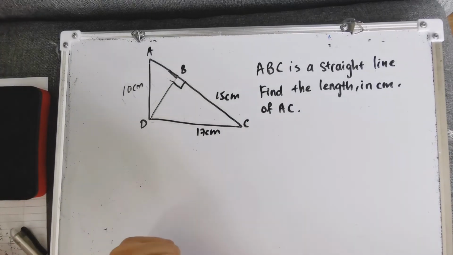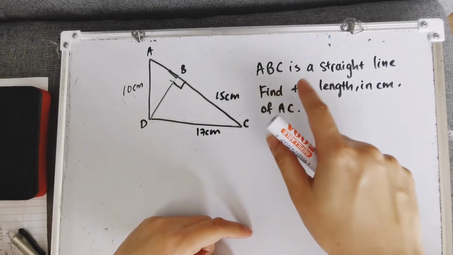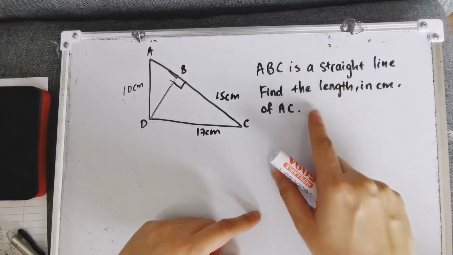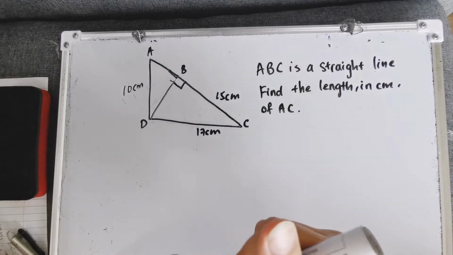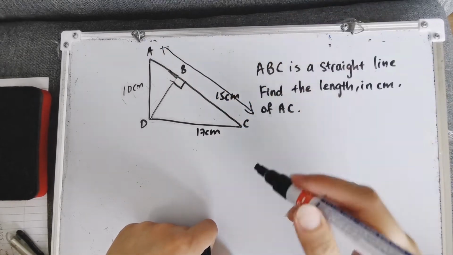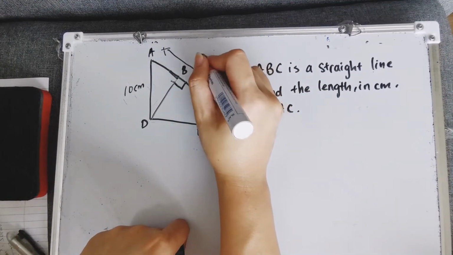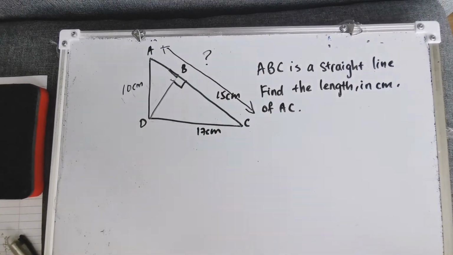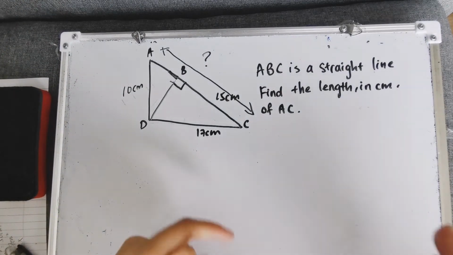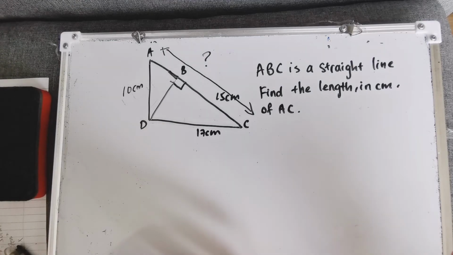So next question: ABC is a straight line. This is a straight line. Find the length in cm of AC. So we have to find from here until here. We have to find the length. Okay, we have no idea what the length is. So what we need to do is use the Pythagorean Theorem.